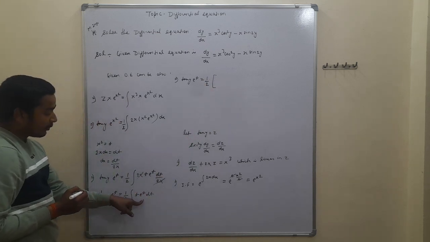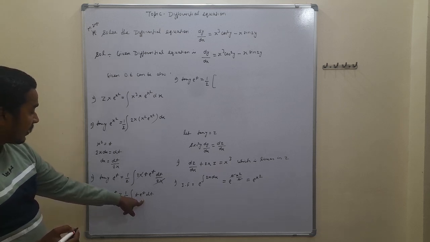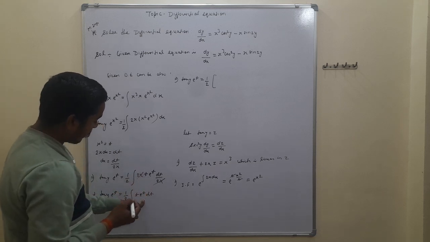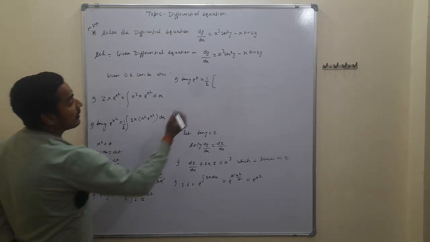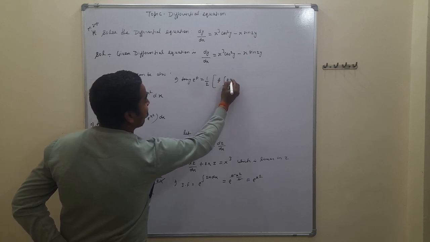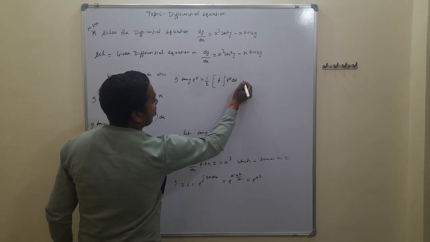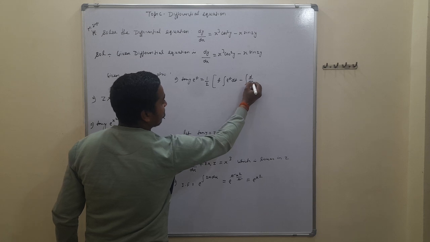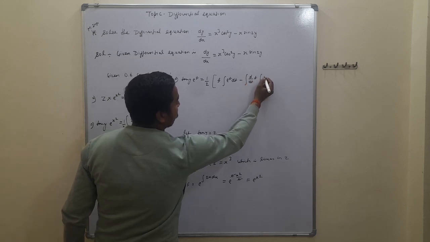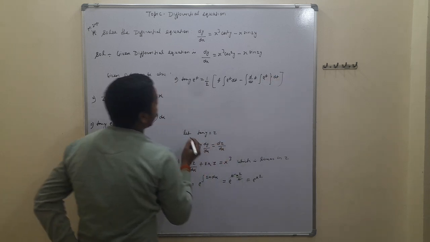Once again t is taken as the first function, and e to the power of t as the second function. We take t as the first function, integration of e to the power of t, which is e to the power of t dt, and minus the whole integration of the differentiation of the first function, which is t, and the integration of the second function, which is e to the power of t, and here the whole dt.